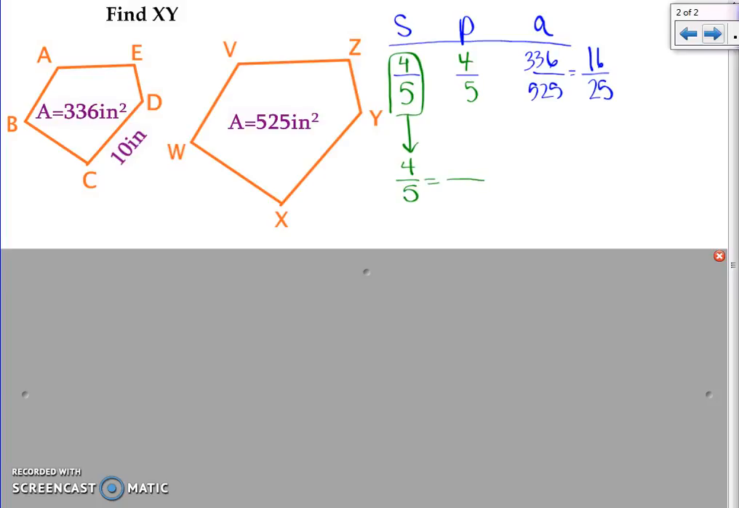What's going to go on the second one? They've given us one side, right? Is it a small side or a big side? Small. So it's got to go on the top. Now, if you had the 5 over 4, then you would put x over 10. Just make sure you go in whatever order you set it up in. Make a match. So we've got 50 equals 4x. When we cross multiply and divide by 4, we get 12.5. Questions there?